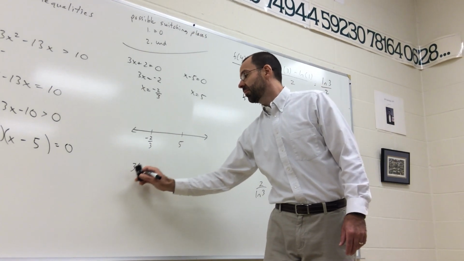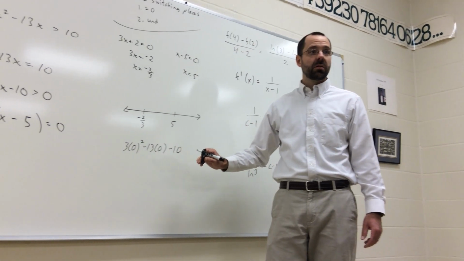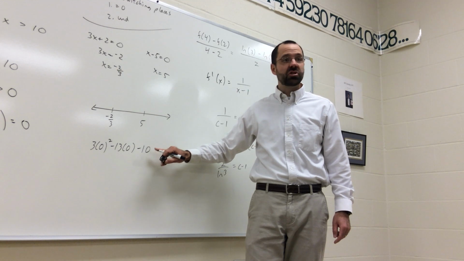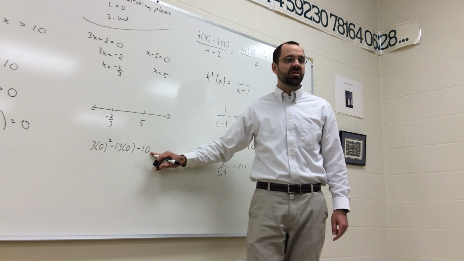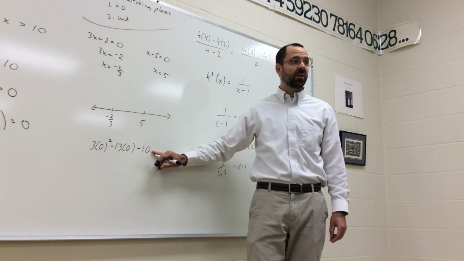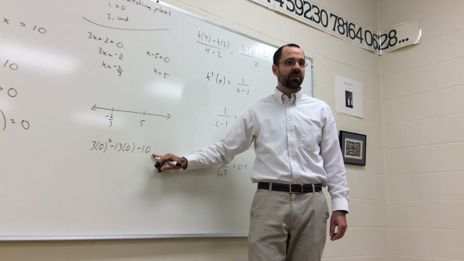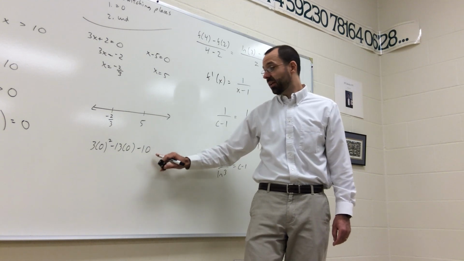So I'm going to take 3 times 0 squared minus 13 times 0 minus 10. Okay, I cannot emphasize enough that you have to show this work. You've got to write it down. You can't just pop it in your calculator and say you did it. And that's not for me, that's for the AP test. So this work right here, you got to write it down. It's probably worth 2 points in May. Definitely 1.